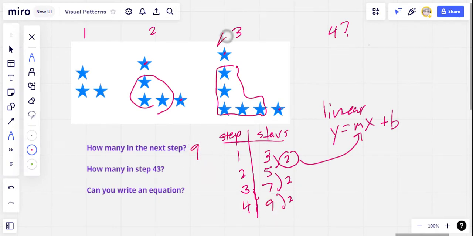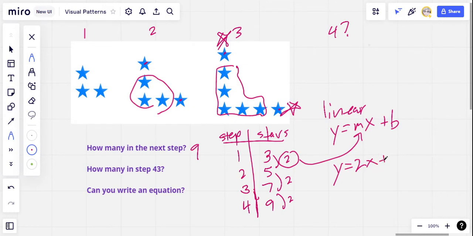And that makes sense. We can see that here. Put a star on either end. You've got 9. All right. Let's work on this equation then so we can use that to get what's in step 43. So I said the difference here is what is going to go in the spot where you'd put slope in a line. So that would give us y equals 2 times x. And here x is the step number and y is the number of stars that you get.